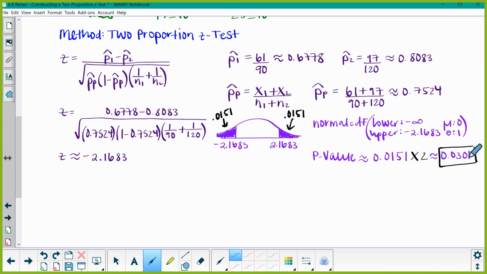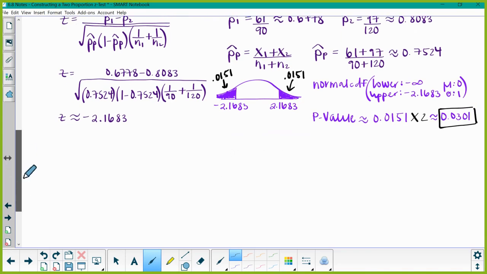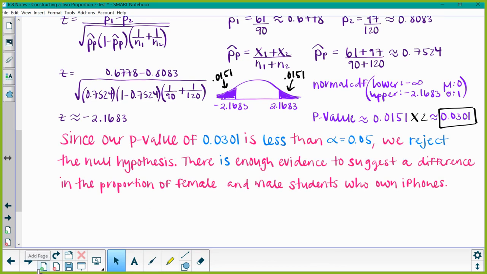So I have my p-value. The last thing I have to do is interpret it. Good thing it's the same way we've been interpreting since we were doing one proportion. Since our p-value of 0.0301 is less than alpha, 0.05, we reject the null hypothesis. The p-value is low, we reject the H0. There is enough evidence to suggest a difference in the proportion of female and male students who own iPhones.